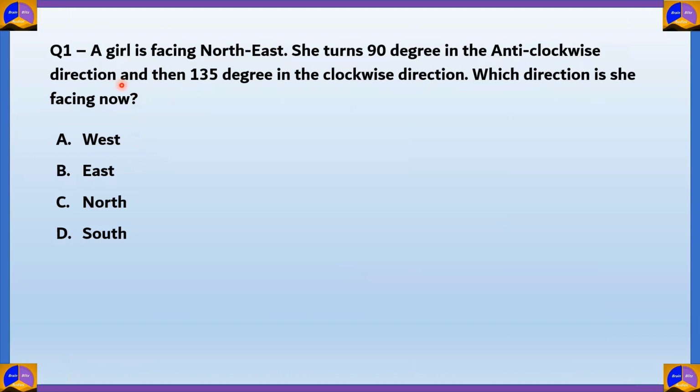Now, this is the first question. A girl is facing northeast. She turns 90 degrees in the anti-clockwise direction and then 135 degrees in the clockwise direction. Which direction is she facing now? Option A, west. Option B, east. Option C, north. Option D, south. Now, let's draw the direction diagram for this question.